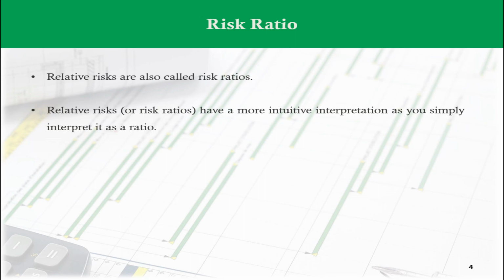Relative risks, or risk ratios, have a more intuitive interpretation as you simply interpret it as a ratio. For example, a relative risk of 1.5 would suggest a 50% increase in risk, whereas a relative risk of 0.5 would suggest a 50% decrease in risk.